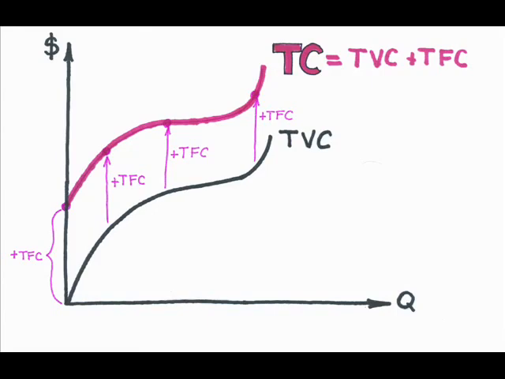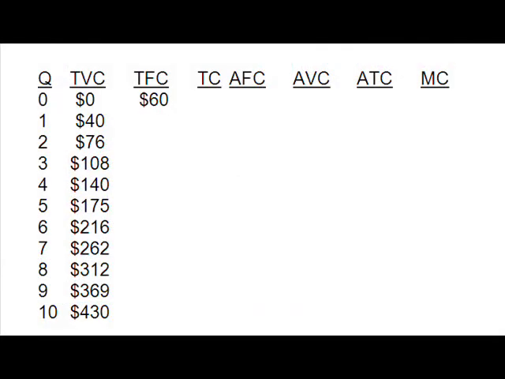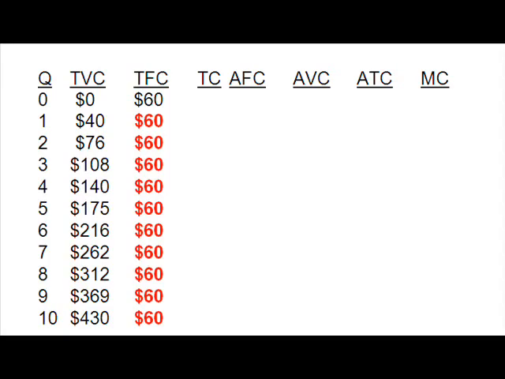Let's take a look at how the various costs could be calculated. In this cost table, the business owner can produce anywhere from 0 to 10 units of output. One thing that I know at this point is that the total fixed cost associated with not producing any units is $60. What's nice about this information is that the total fixed cost is the same no matter what the output level, so I can fill in the rest of this column easily. But what about the rest of this alphabet soup of costs? Let me go through them one at a time.